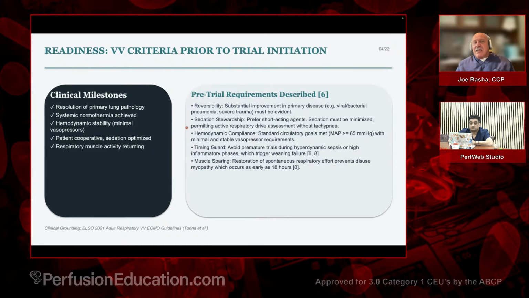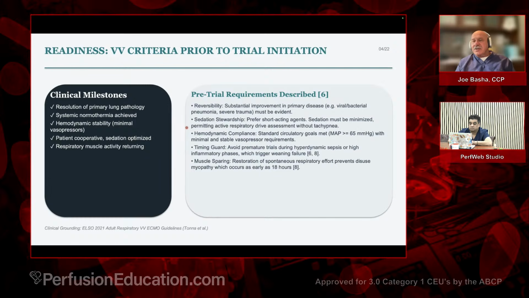Reversibility is the substantial improvement in primary disease. You've got the infection under control, must be evident. You don't want the patient heavily sedated. You need them to be able to breathe normally. You don't want to suppress their respiratory drive, and you want them also to be participating in this process.